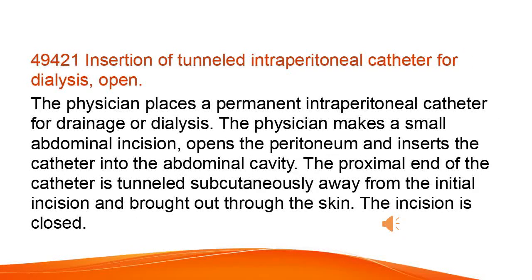Insertion of tunneled intraperitoneal catheter for dialysis, open. The physician places a permanent intraperitoneal catheter for drainage or dialysis. The physician makes a small abdominal incision, opens the peritoneum and inserts the catheter into the abdominal cavity. The proximal end of the catheter is tunneled subcutaneously away from the initial incision and brought out through the skin. The incision is closed.